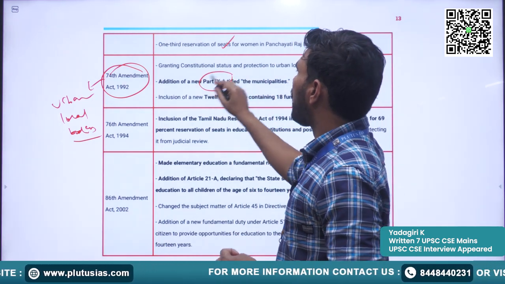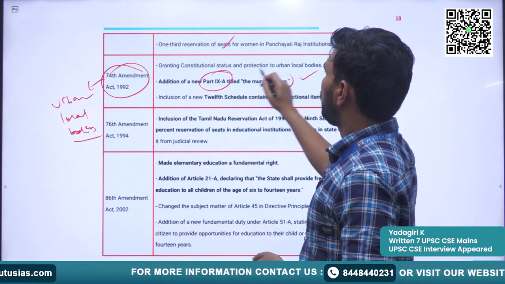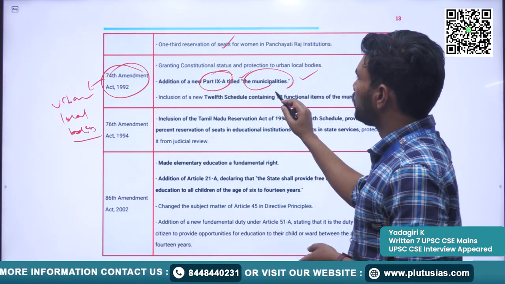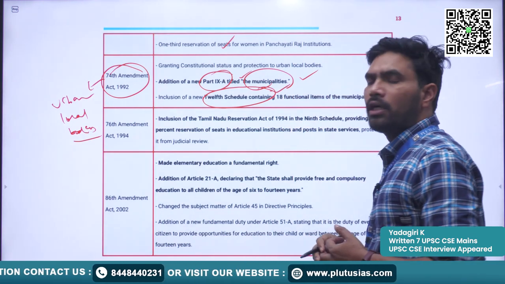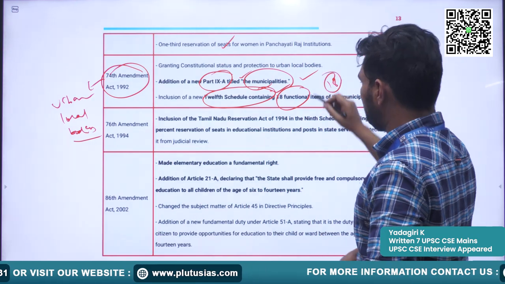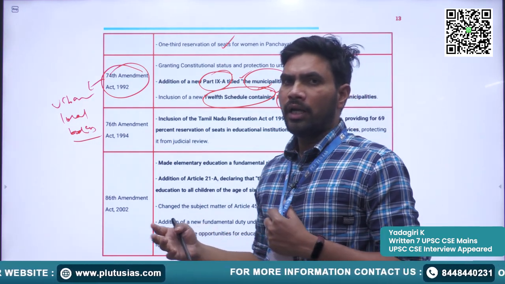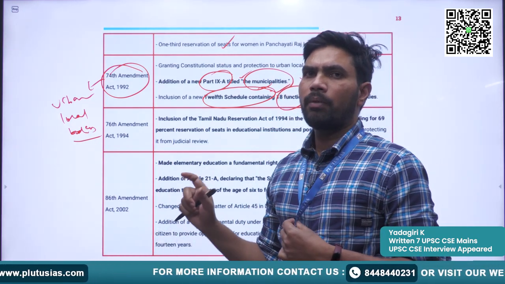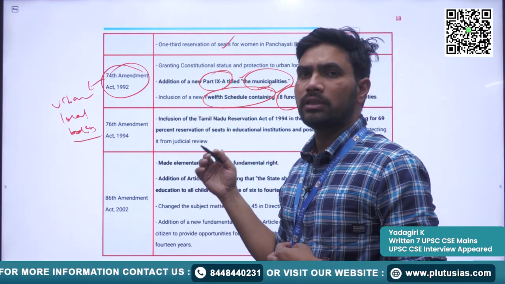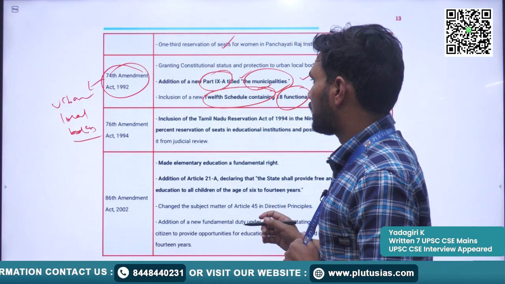So it added Part 9A, the Municipalities; this part has been added to the Constitution. It also added the 12th Schedule to the Constitution, mentioning 18 functions that can be devolved, that can be given to the urban local bodies. So these are the important changes of the 73rd and 74th Constitutional Amendment Acts.